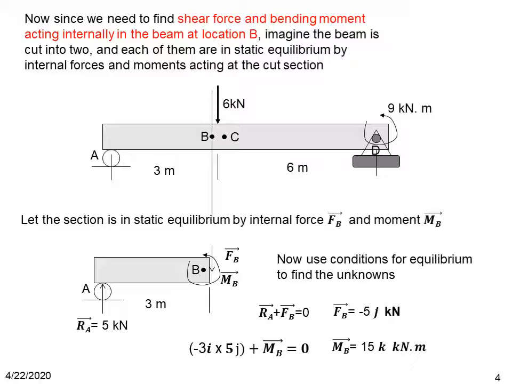And here the position of A from B is minus 3I to the left, so 5J is acting there, which is the RA, plus MB. MB is the unknown moment acting, the force couple acting at B. So from this we can solve for MB as 15 kilonewton meter in the K direction.